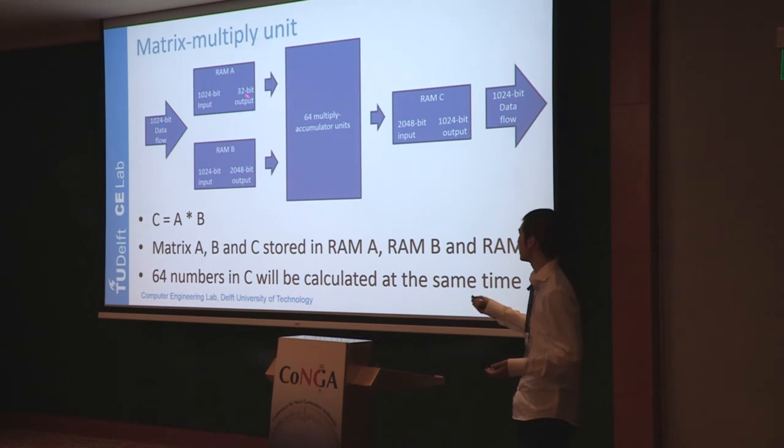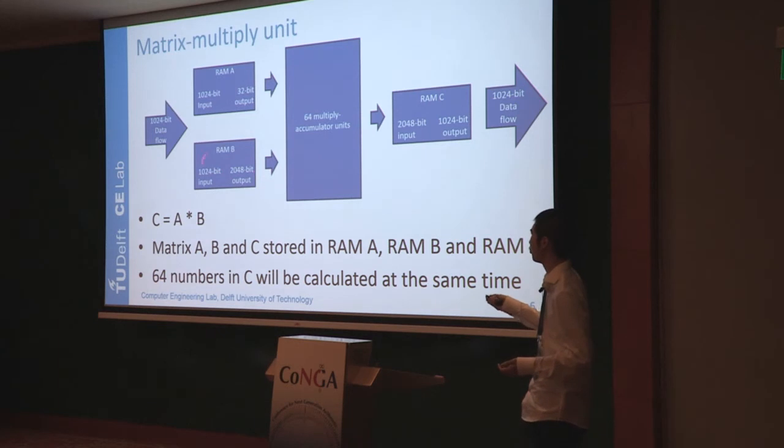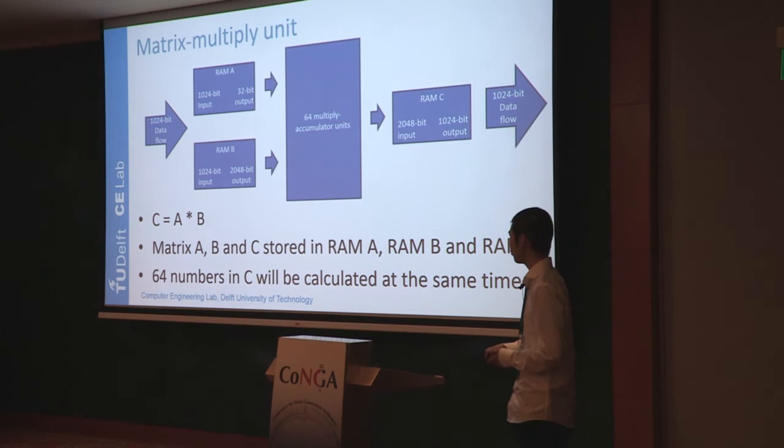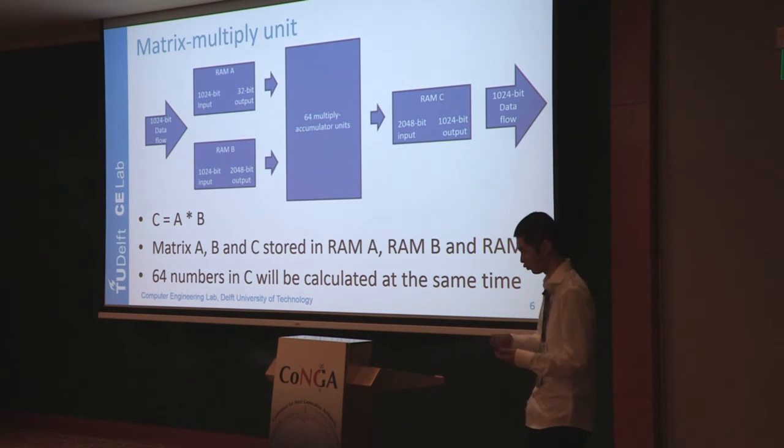As you can see here, the output of RAM A is 32 bits, which is one posit number, and the output of RAM B is 64 posit numbers. There are 64 multiply-accumulator units inside, which means 64 numbers in the result can be calculated at the same time. It's much faster.